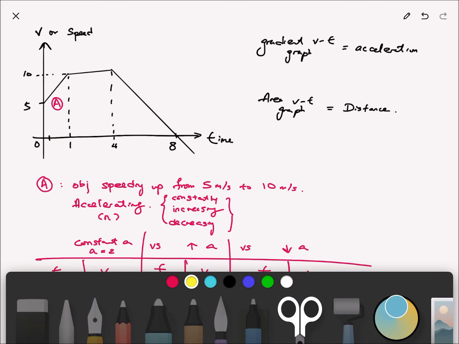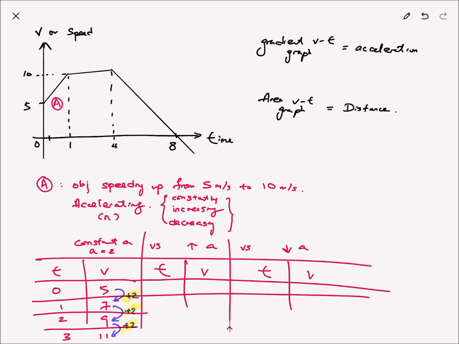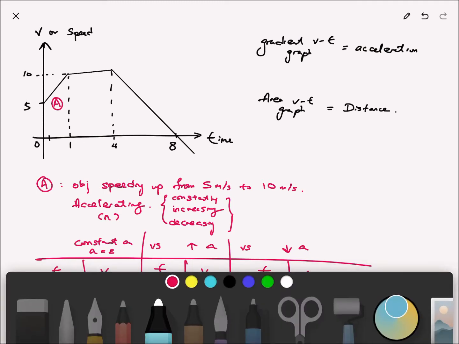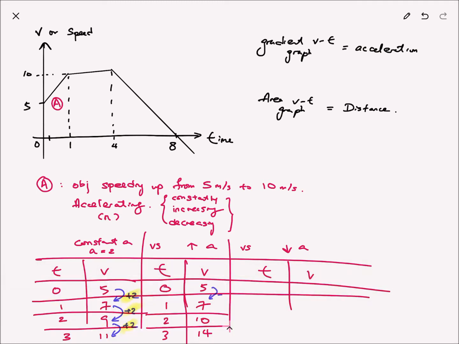How about increasing acceleration? So increasing acceleration will be something like this. 1, 2, 3. Let's say I start off with 5, it will be 7, then after that it will be 10, and it will be 14. Now, what does this mean? 5 plus 2 becomes 7, 7 plus 3 becomes 10, 10 plus 4 becomes 14. So what you see here is that the increment is becoming bigger and bigger and bigger. So that is what it means by increasing acceleration.